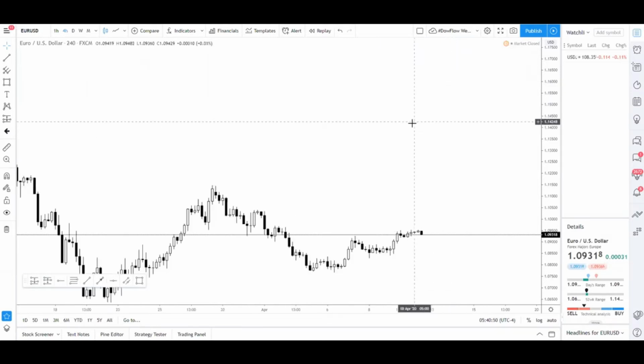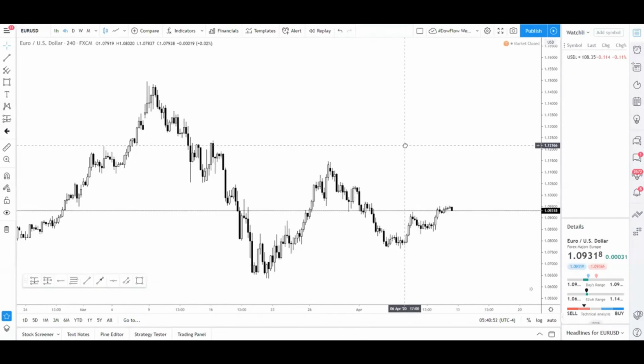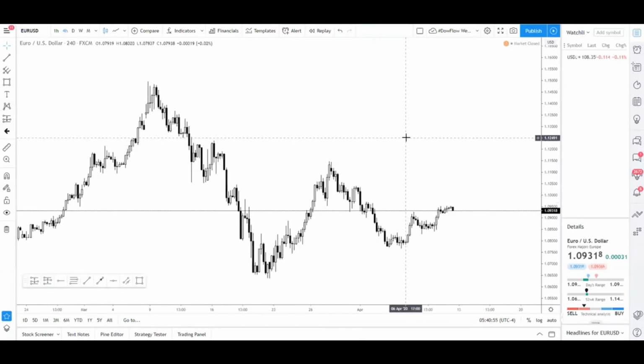Right now, what we are looking at is EUR/USD. We are going to use EUR/USD to explain the concept of support and resistance, and some tips on how you can identify the support and resistance levels easily.